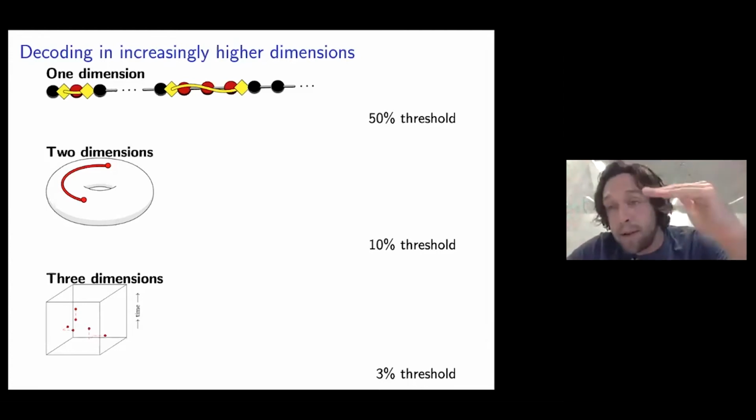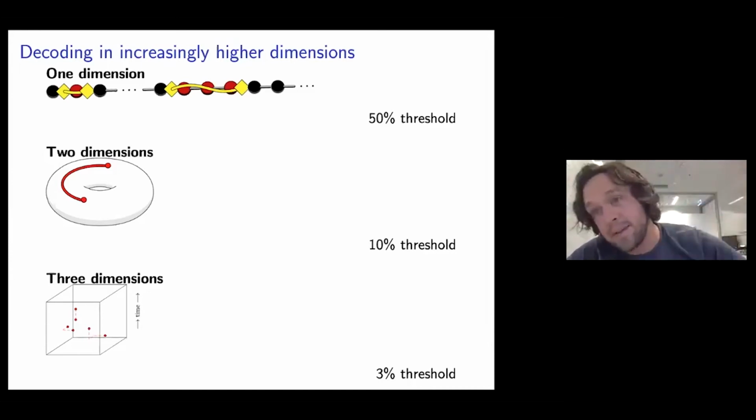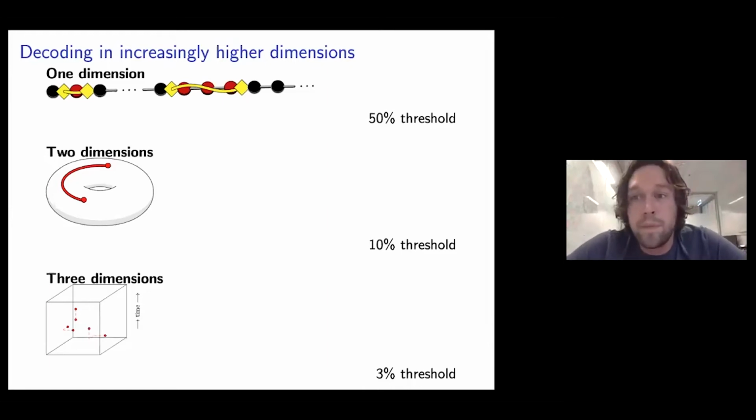encode an arbitrarily good logical qubit by making the code some appropriate size. But importantly, you really have to be below threshold before you're going to be able to scale a quantum computer. And so finding good codes with good thresholds is important, because right now it's still really hard to get qubits that are below the threshold of our best codes.